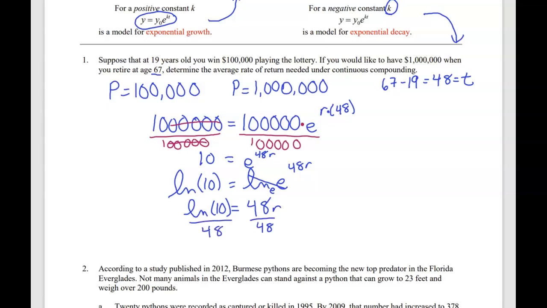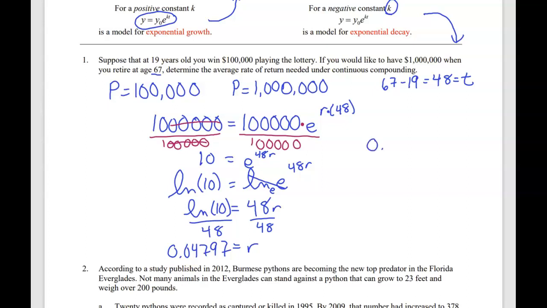And I do this calculation. Be careful in your calculators to do natural log of 10, then divide by 48. When you do this, you are going to get something that looks like 0.04797. We're wanting an average rate of return.